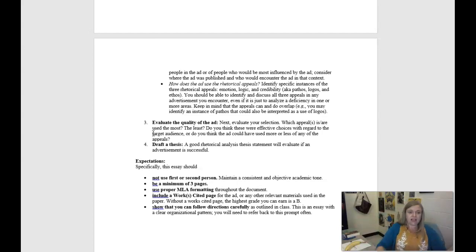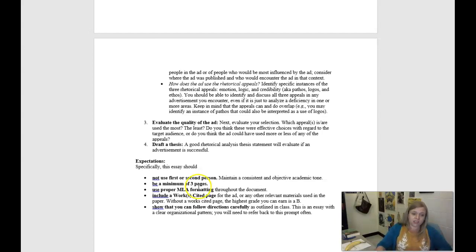Okay, and then let's go to kind of the requirements. I want you to use third person. He, she, they, it, them, no first or second person. So if you're talking about what the ad is trying to do, it is trying to make the audience feel a certain type of way instead of it's trying to make me feel a certain type of way. That's kind of how I look at it.